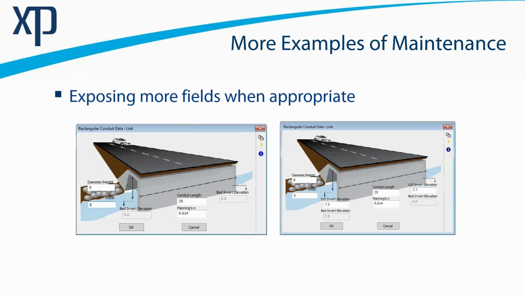And finally, I have another example of some of the kind of maintenance that went on in the program. We're exposing more fields wherever appropriate. This is the before dialog on the left and the current one on the right. You'll notice that the downstream and upstream invert elevations are now appearing for the culvert as part of the bridge link. That's where this dialog comes from. So before, you had to go elsewhere to get this information. It's more appropriate to see it here, and so we've added and exposed those fields for any rectangular culverts as part of your bridge link.